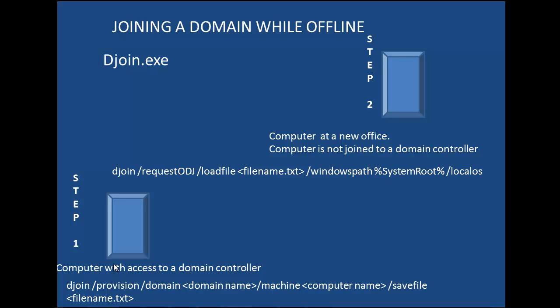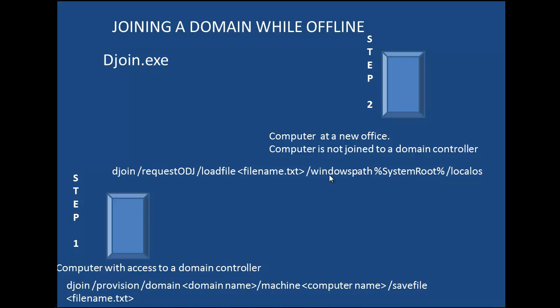When you've done that, now you actually have to go to the second computer, this one at the new office here in step 2, where that computer is not joined to the domain. At the command prompt, you have to run this command, djoin /requestodj, the parameter loadfile, and then the name of the file that you had saved in step 1. And then you have to type out the Windows path, which is usually the Windows root folder, for where the metadata or the offline image is stored.